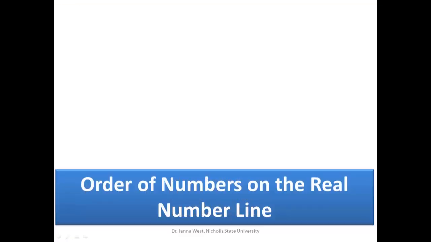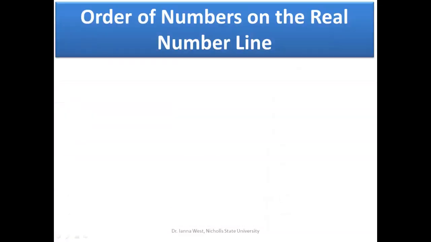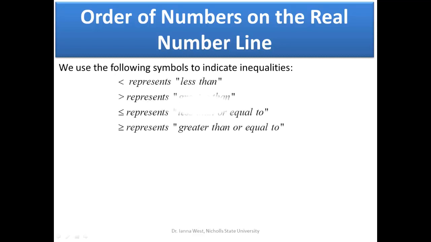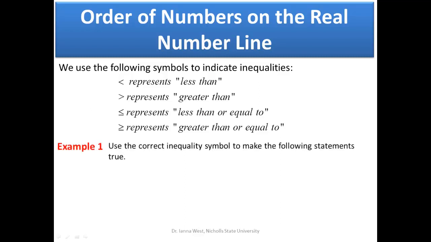We will now consider the order of numbers on the real number line. We will use the following symbols to indicate inequalities. We will use the less than symbol, the greater than symbol, the less than or equal to symbol, or the greater than or equal to symbol. In our first example, we will use the correct inequality symbol to make the following statements true.